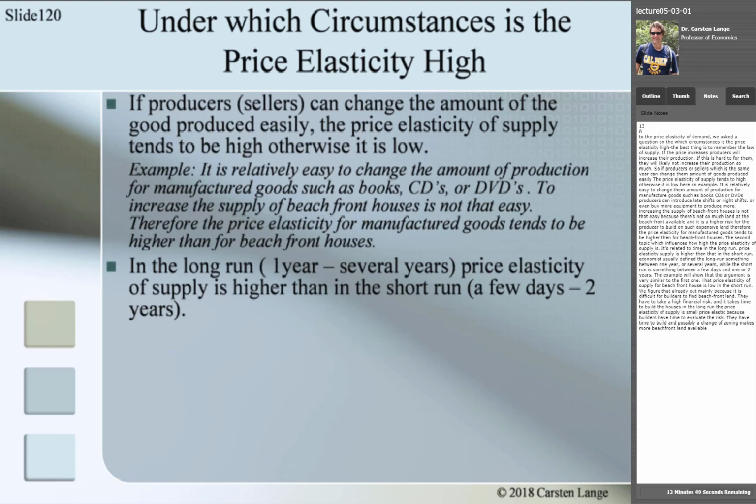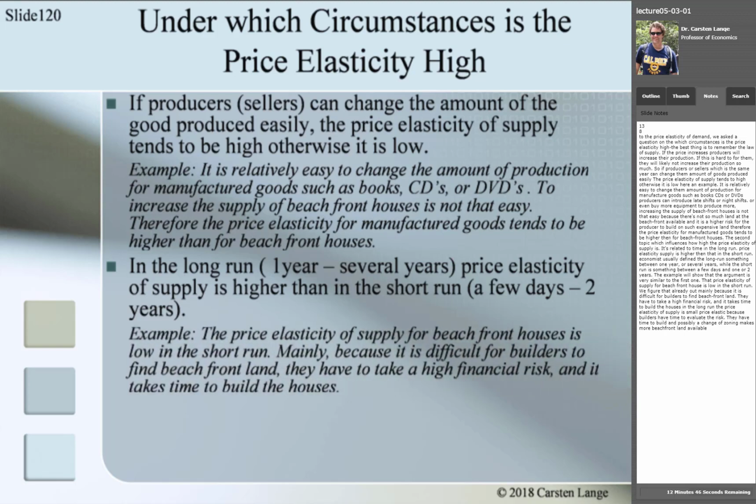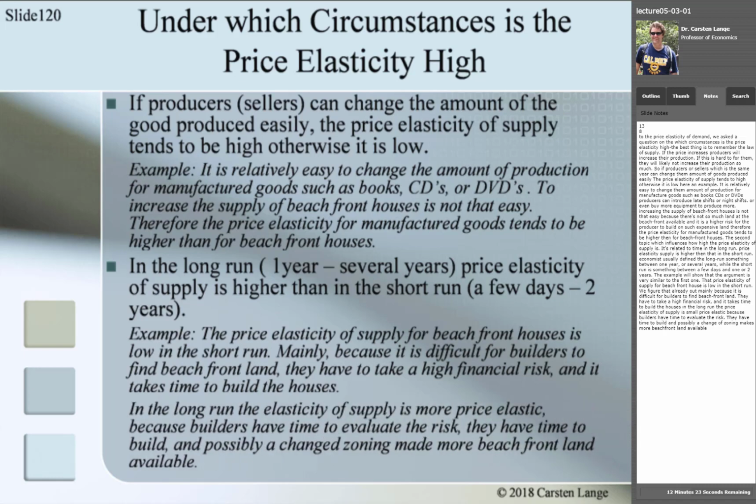The example will show that the argument is very similar to the first one. The price elasticity of supply for beachfront houses is low in the short run. We figured that already out. Mainly because it is difficult for builders to find beachfront land. They have to take a high financial risk, and it takes time to build the houses. In the long run, the price elasticity of supply is more price elastic because builders have time to evaluate the risk, they have time to build, and possibly a change of zoning makes more beachfront land available.